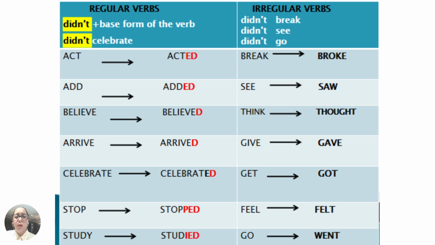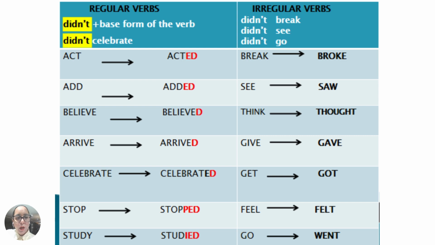Verbs ending in a vowel plus consonant. If the verb ends in a single vowel followed by a consonant, except for exceptions like W, X, and Y, double the final consonant and add ed. Stop, double P and add ed. Plan, double N and add ed. Verbs ending in a vowel plus W, X, or Y, don't double the final consonant, just add ed. For example, play, played, and fix, fixed. Finally, if the verb ends in e, just add d.